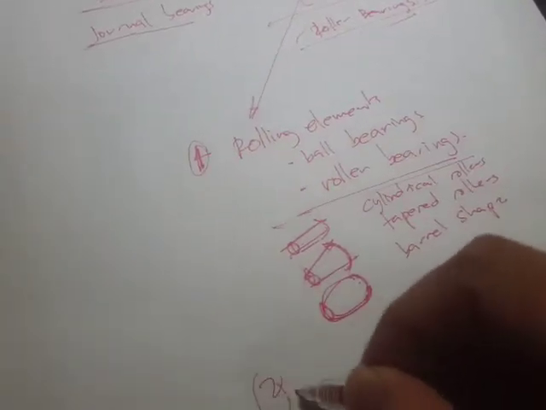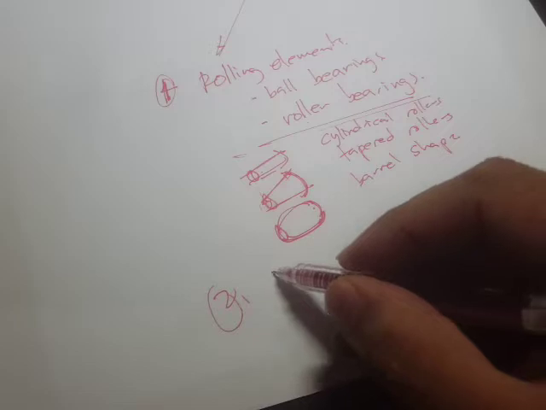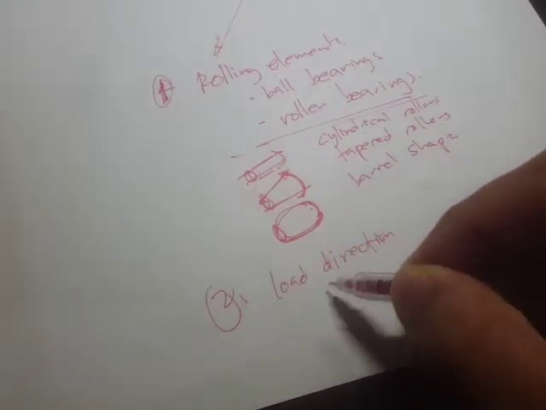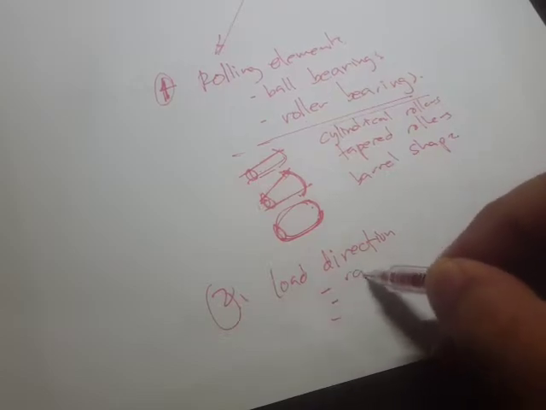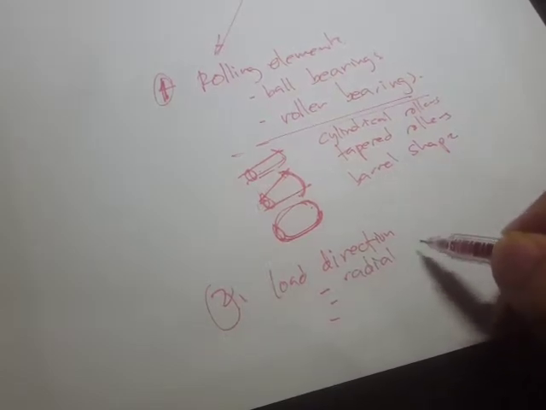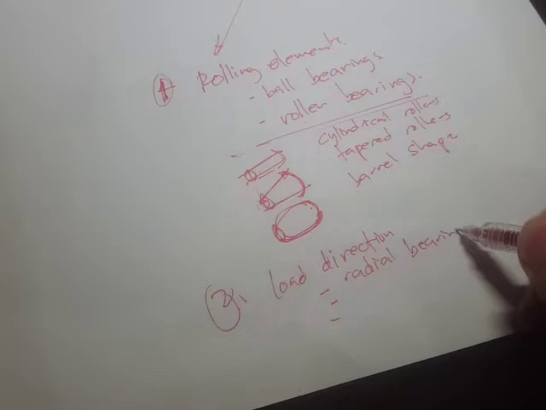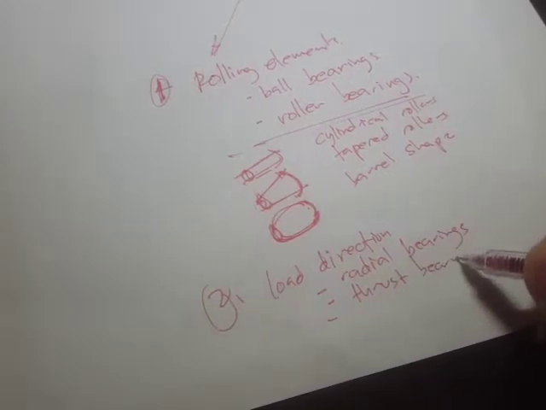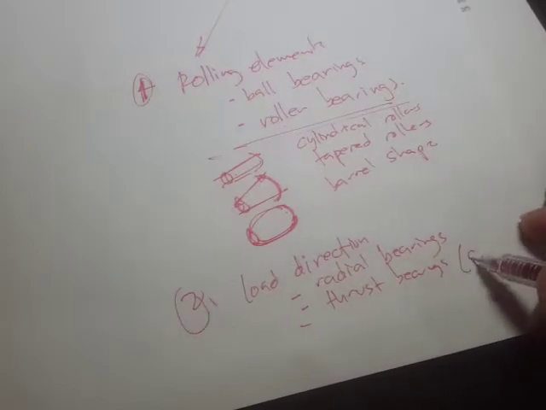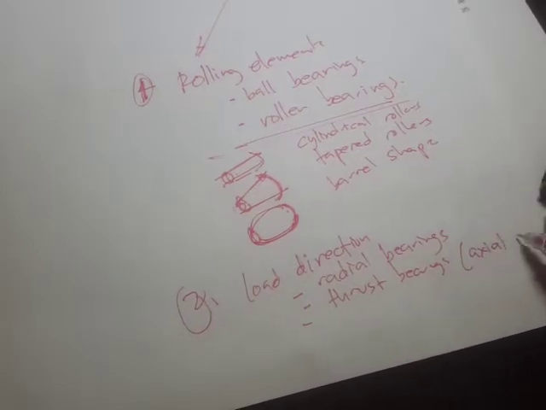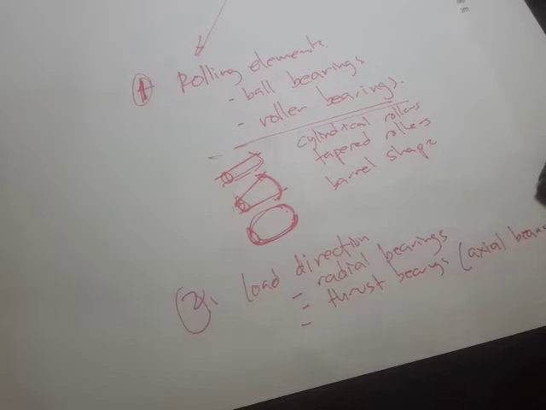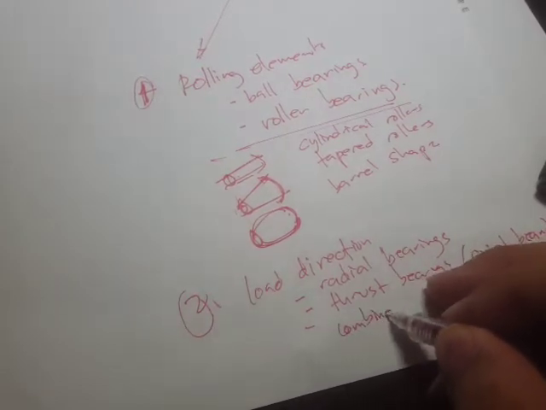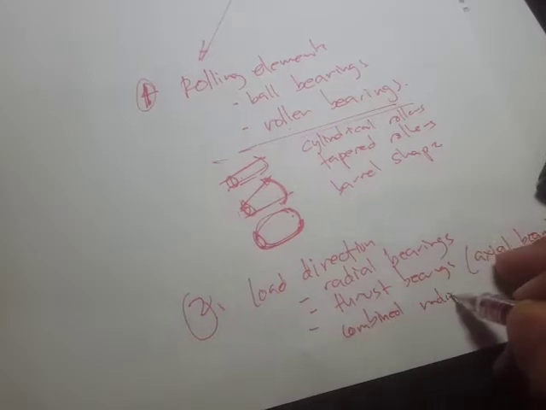Then the next classification is in terms of the load direction. Let's write it here. We can classify it as radial bearings, or thrust bearings, sometimes referred to as axial bearings. And what else? In terms of loading, we can have combined radial and thrust.